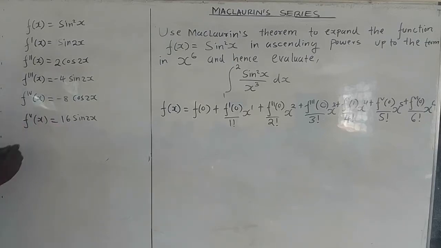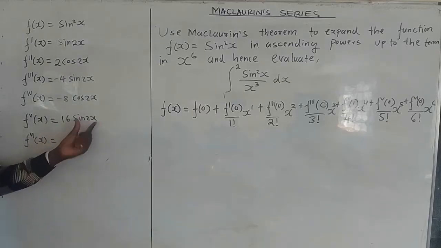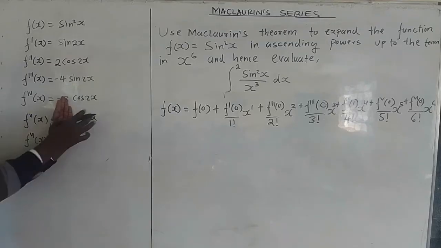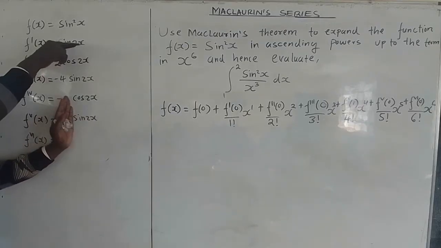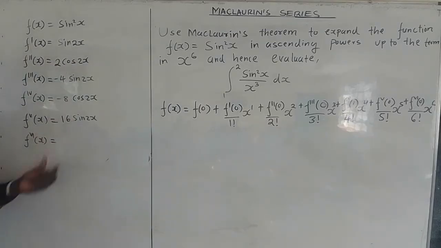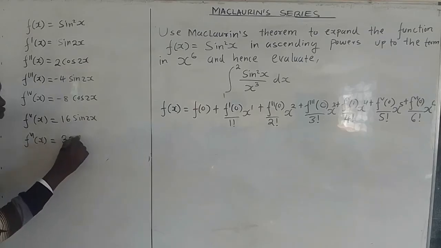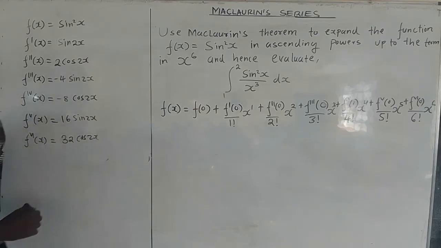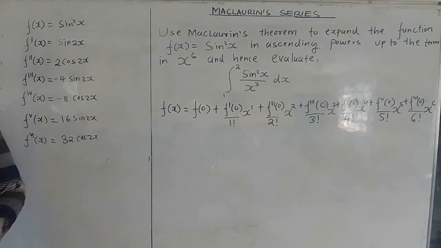If I differentiate this, I get f sixth derivative of x. If I differentiate 16 sine 2x, see 16 is a constant. If I differentiate sine 2x, what do I get? Remember sine 2x was here. If I differentiated it, what did I get? 2 cos 2x. So 2 cos 2x times 16? 32 cos 2x. Meaning it is easier to recycle what you've done before, isn't it?